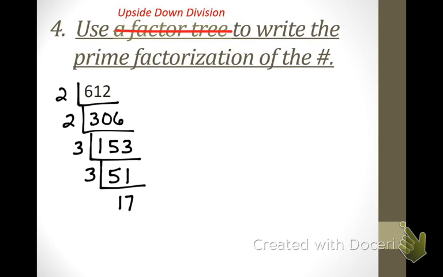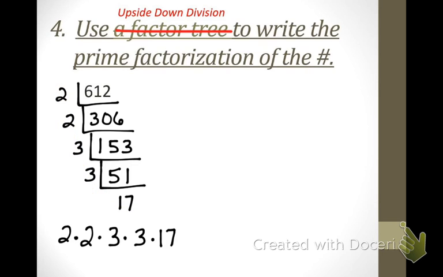Now remember, when you are writing down all of your factors, it is only the numbers that are outside of that division sign, not the ones that are tucked up inside the division sign. So what should I bring down, guys? 2 times 2 times 3 times 3 times 17. Remember, once again, only pull out the numbers that are on the outside of that division sign. Is there any way that I can simplify this? Yes, what do I do?